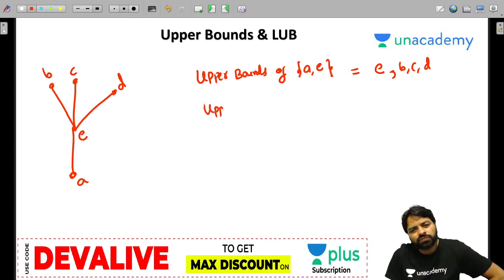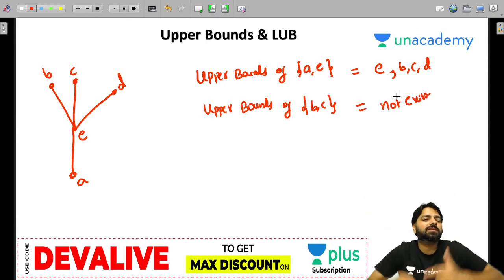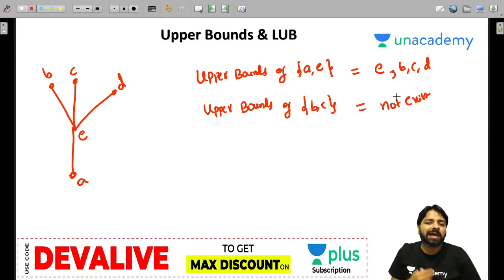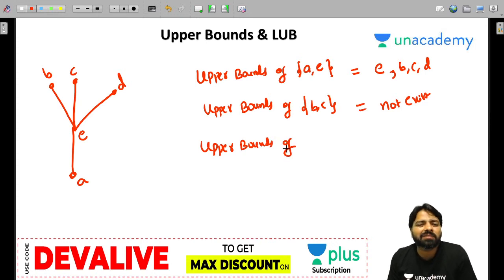And if I want to find the upper bound of B comma C, it does not exist, because for B comma C there is no successor. It is not there in B and C. It is not there above also. And if you ask me for upper bounds of a particular element, everybody comes out here.